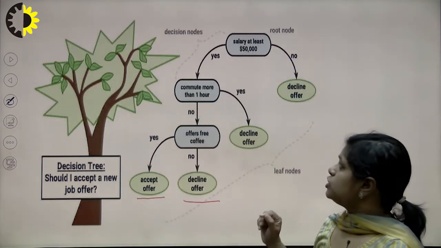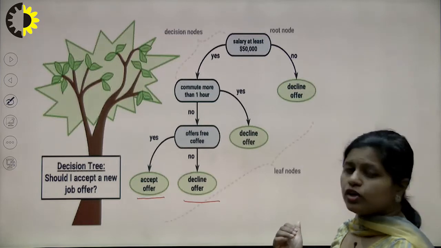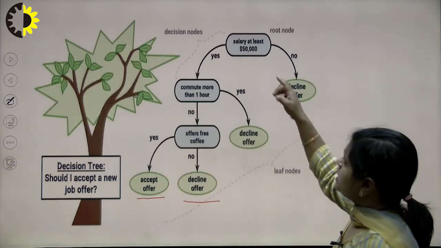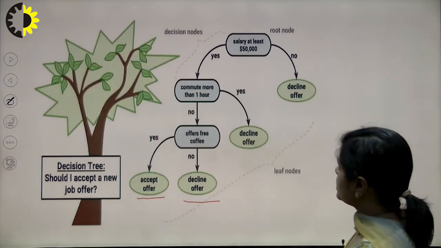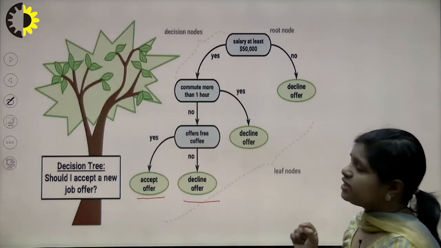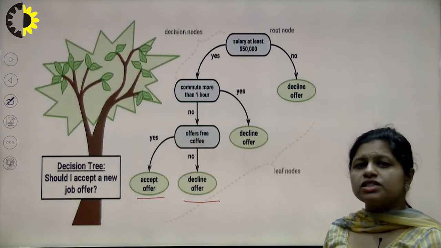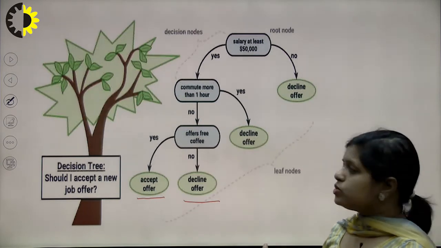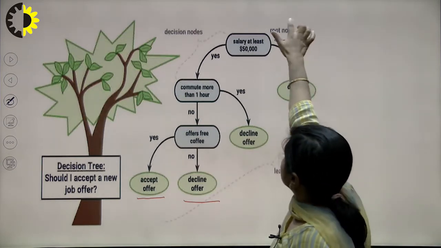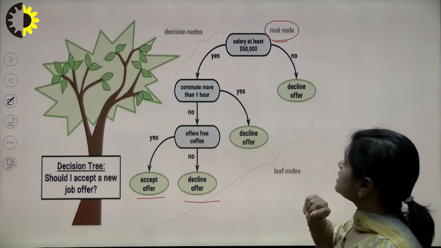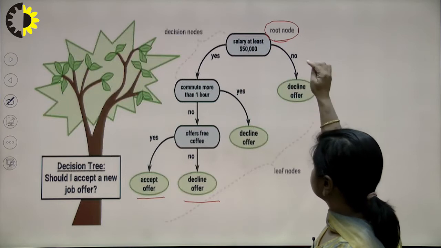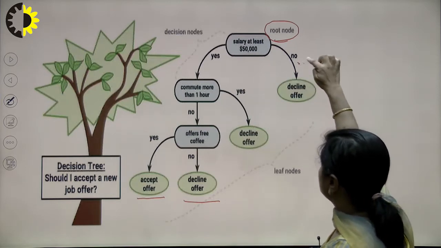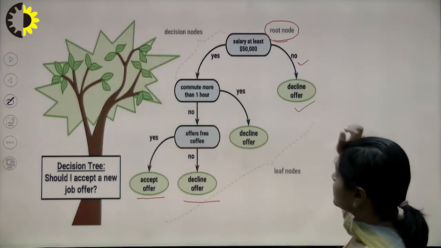The person can accept or decline the offer. First, the person checks whether the salary is at least $50,000 or less than $50,000. This can be treated as the root node. When the salary is less than $50,000, in no case does the person accept the offer; the person declines it.